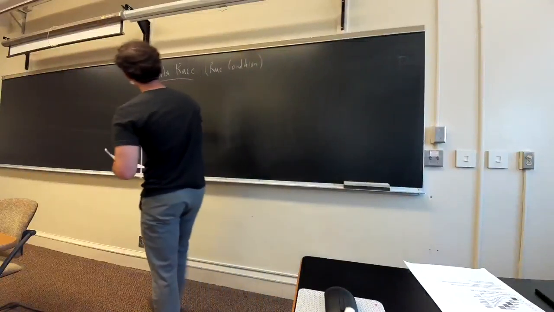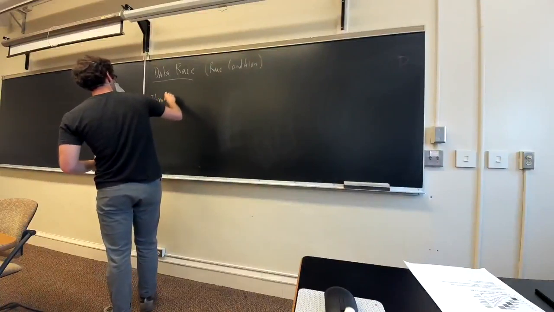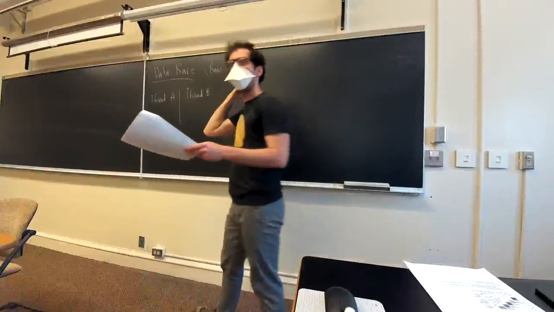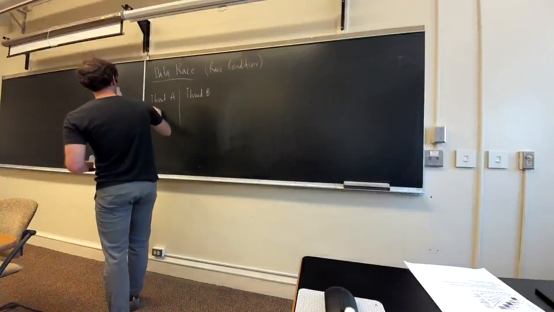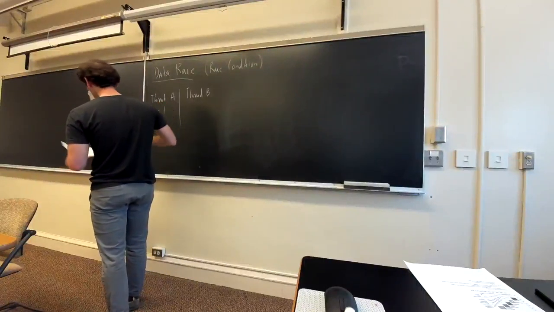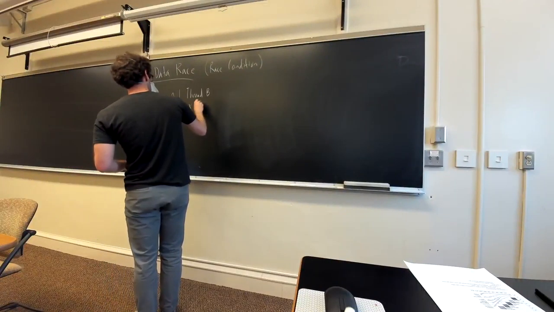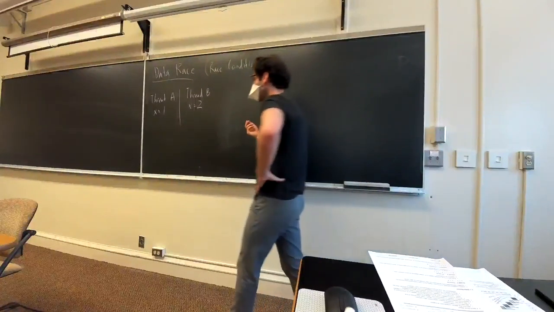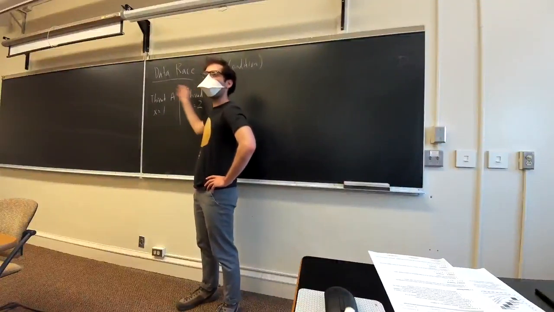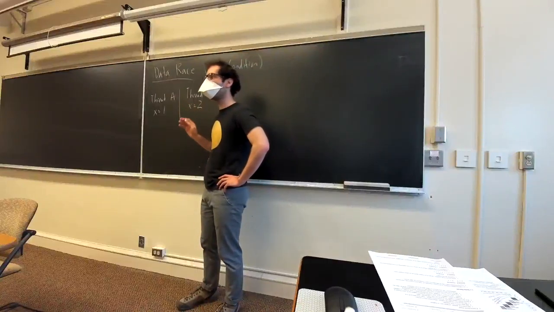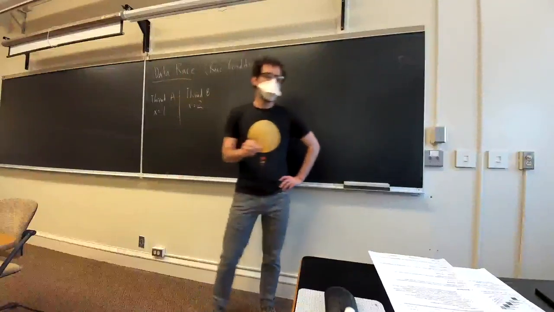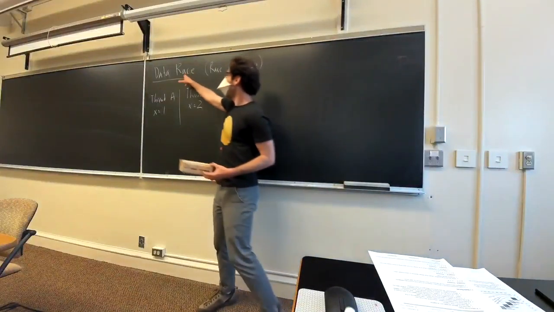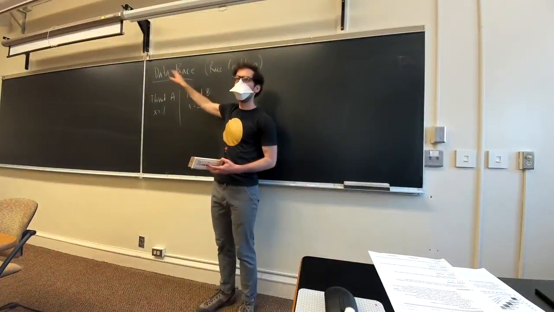And here's the situation. We have thread A and thread B. Thread A sets some variable x equal to 1, and thread B sets some variable x equal to 2. And we're wondering, what is the value of x after both of these threads have finished this operation? Can anyone guess why this is called a race? PJ?